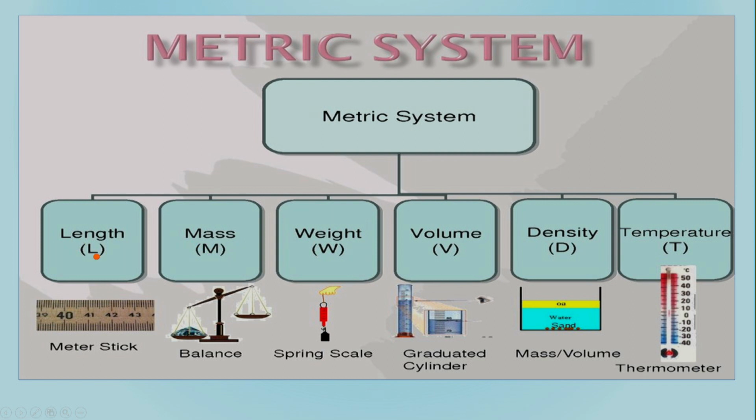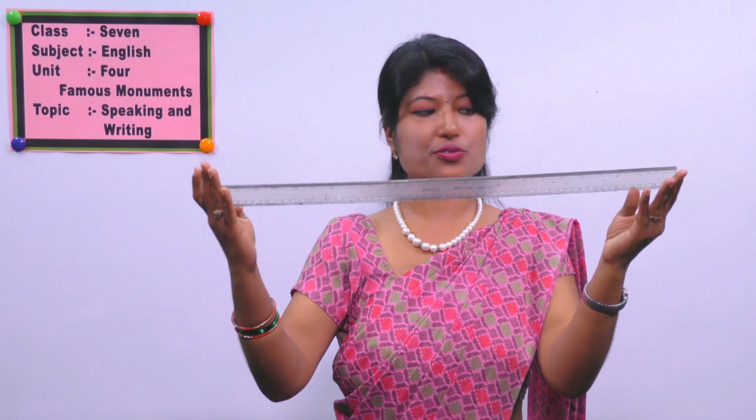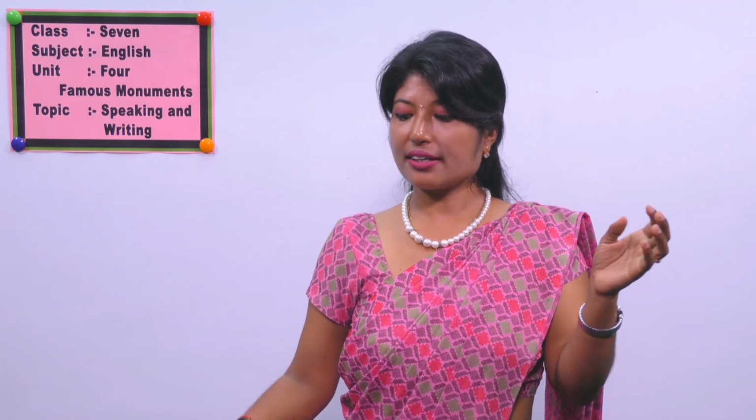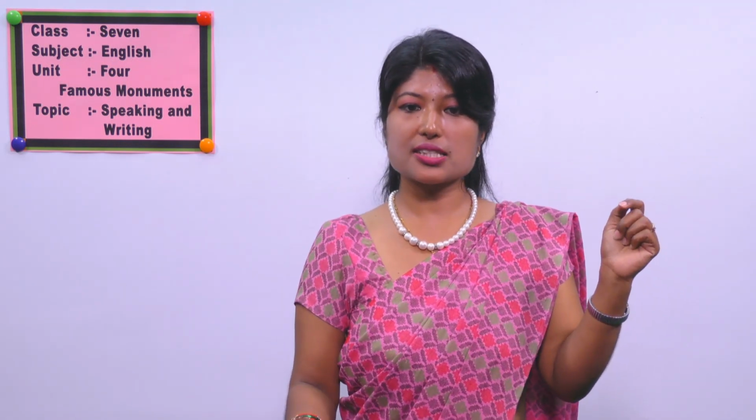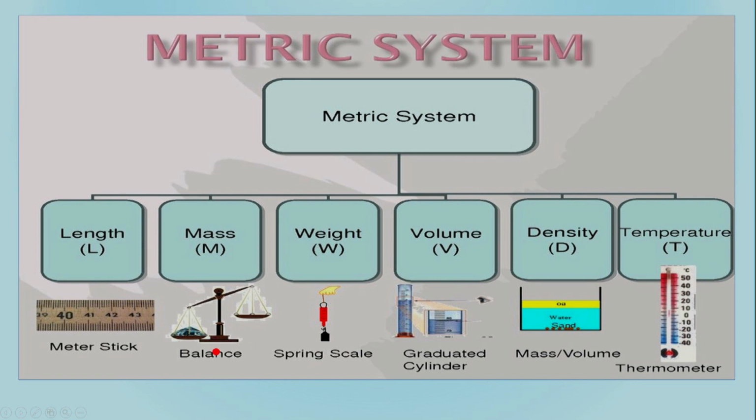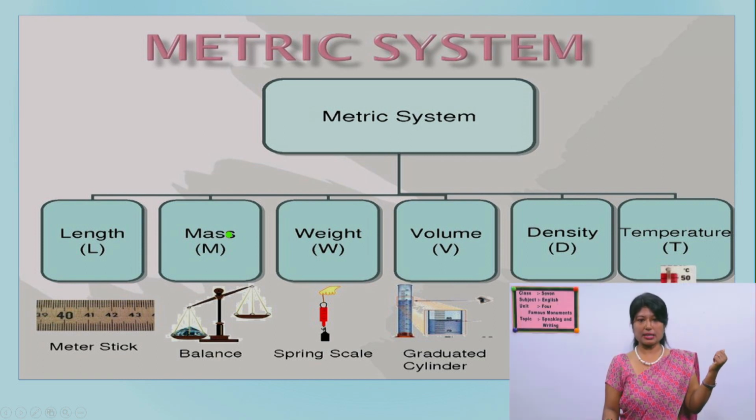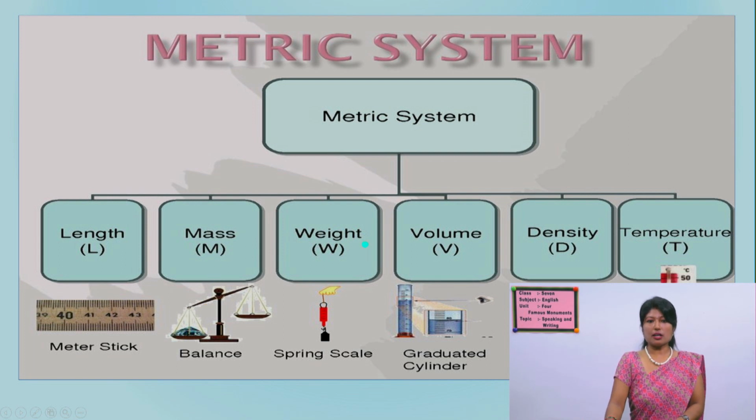And how is length measured? With a meter stick or meter scale. I have already shown you a scale; it is used for that. Then for mass, a balance is used. A balance is there for measuring mass. And for weight, a spring scale or balance.